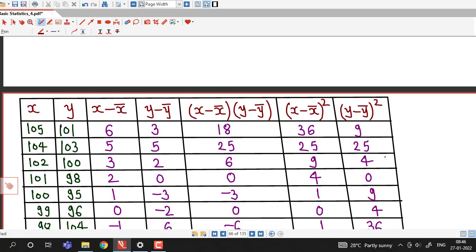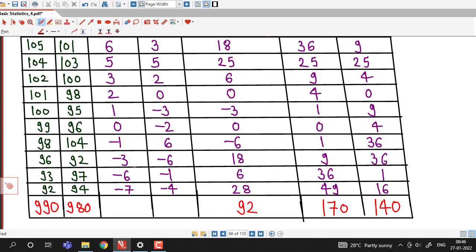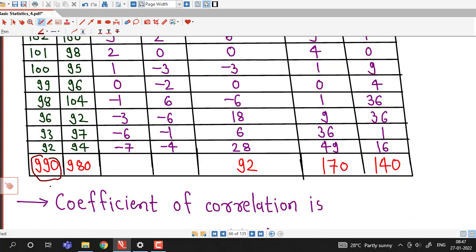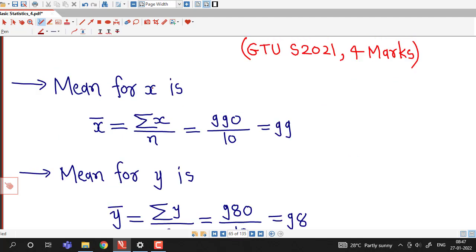So here is the table which we require. I have written all these values. This is the sum of x values. So this is sigma x, this is sigma y. Then we obtain deviations of x and y from x bar and y bar. So for that we calculate their mean first.